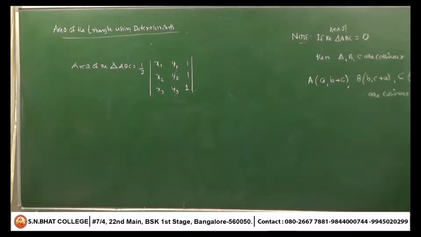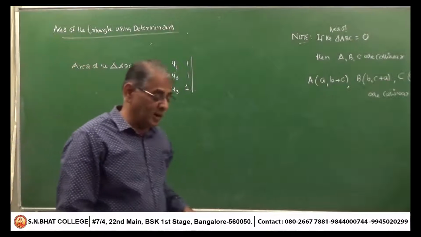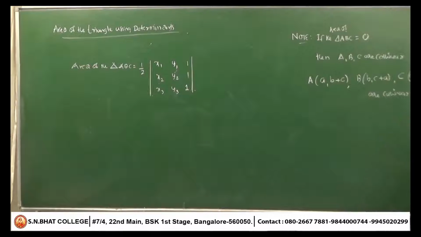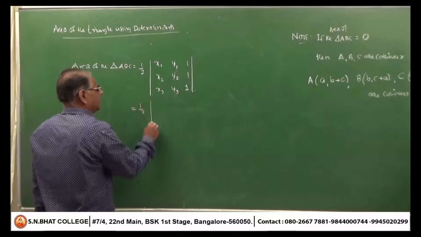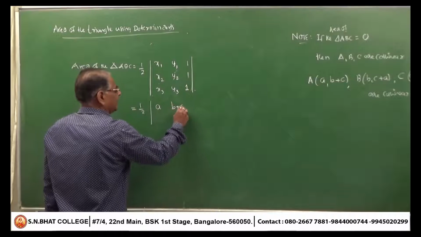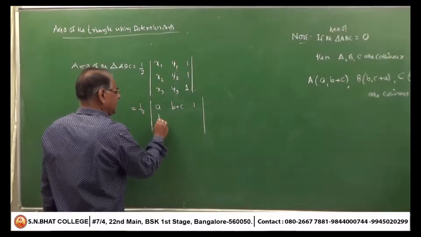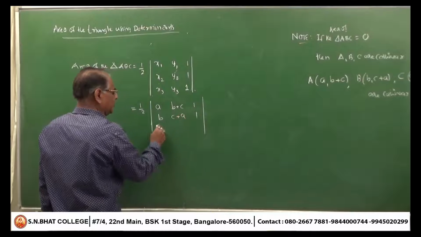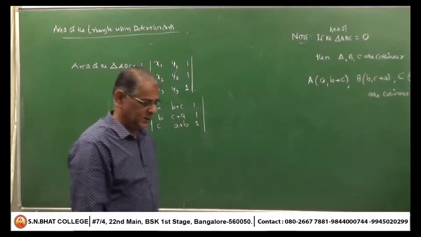Write the formula for area of the triangle. Area of the triangle ABC is half into determinant of x1 y1 1, x2 y2 1, x3 y3 1. I should get finally area of the triangle must be 0. This is half into determinant: x1 is A, y1 is B plus C, 1; x2 is B, C plus A, 1; C, A plus B, 1.